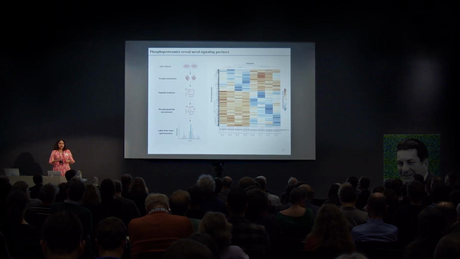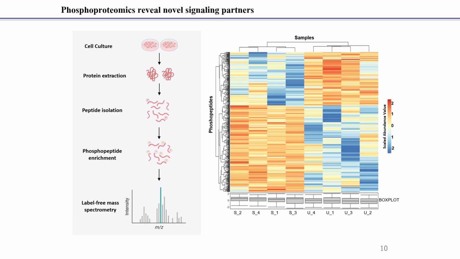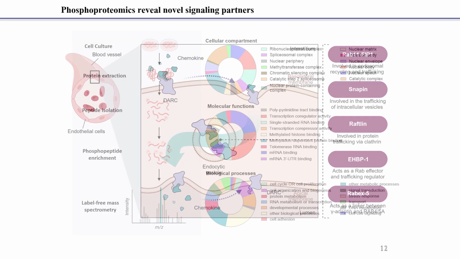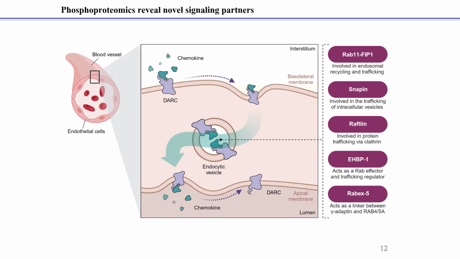So we observed that several peptides undergo an increase and decrease in their phosphorylation status following stimulation with CCL7 downstream to DARC, and that these are involved in regulating different molecular functions and biological processes, one of them being the endocytic or the transcytotic process.